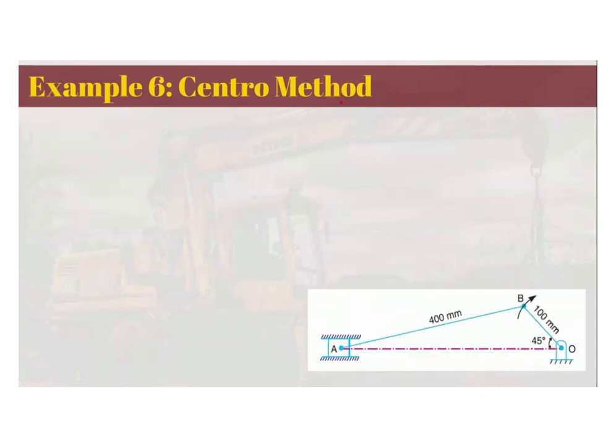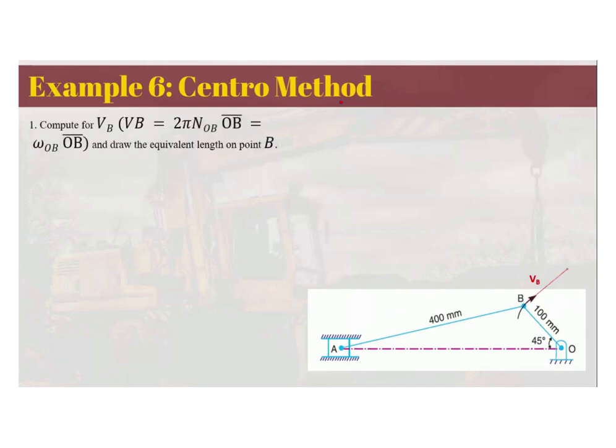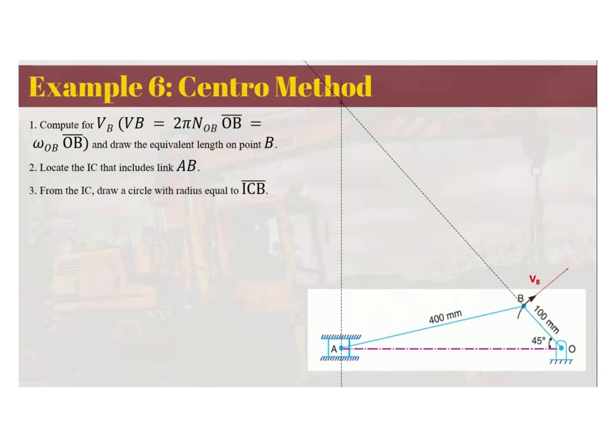This is example number 4 using the Centro method again. So just resolve the known velocities and draw them in the scale that you designated using the velocity scale. Locate the IC that includes the link AB. So this is the instant center. From the IC, draw a circle with radius equal to ICB. That should include the known velocity. So this is our circle.